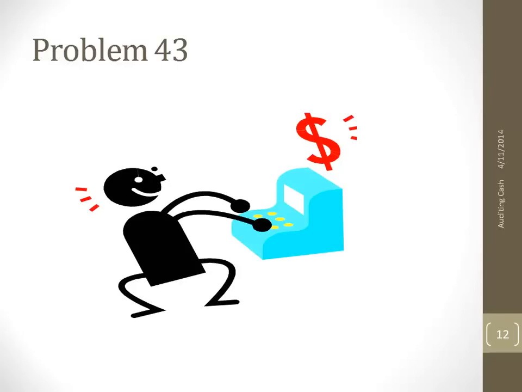Right. Okay. So we talked about accuracy. What's some other? Cutoff and classification. So let's talk about cutoff. What will you do for cutoff? What are we concerned with for cutoff? What are we testing? That transactions are recorded within the correct period. Right, in the correct period. So how would you test that?